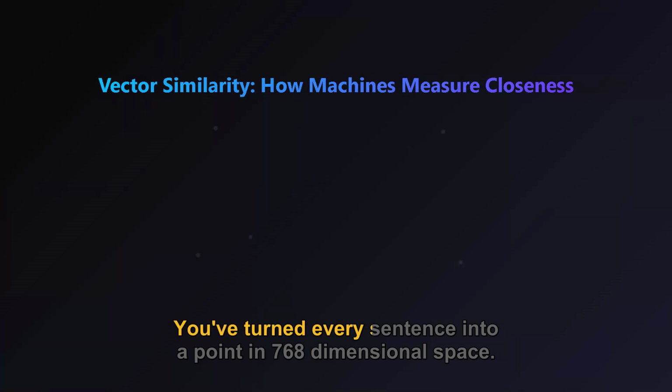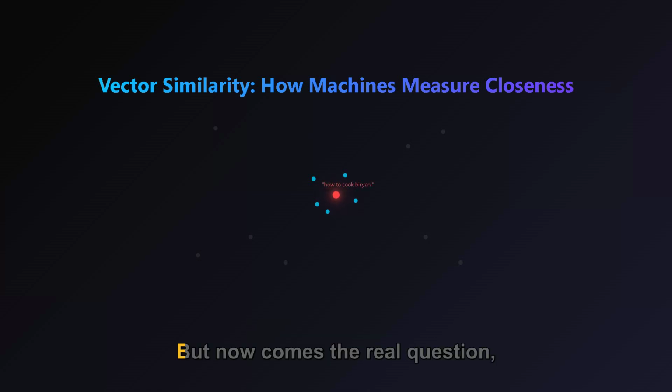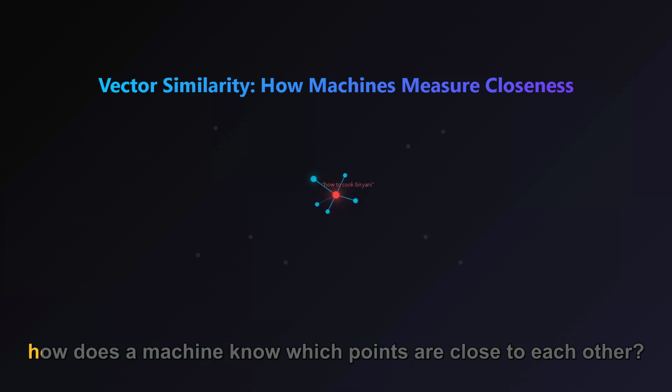You've turned every sentence into a point in 768-dimensional space. But now comes the real question. How does a machine know which points are close to each other?